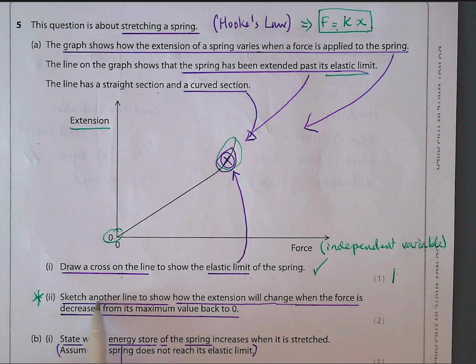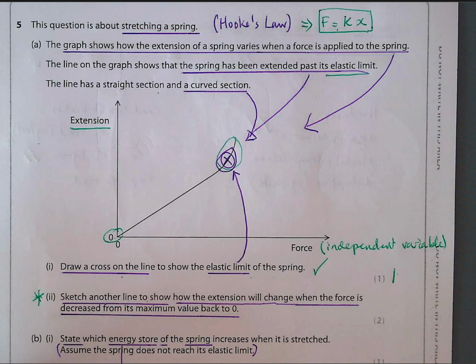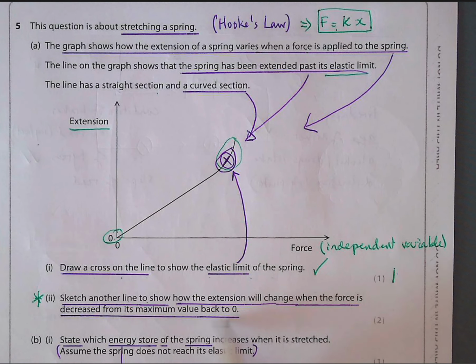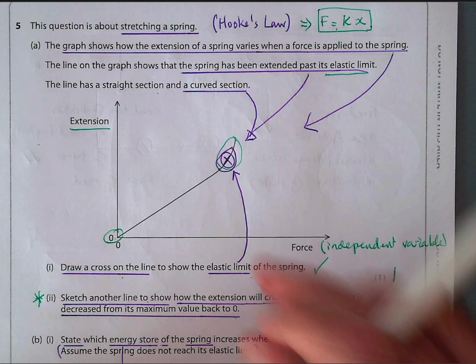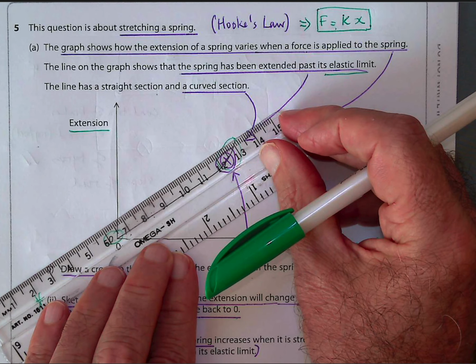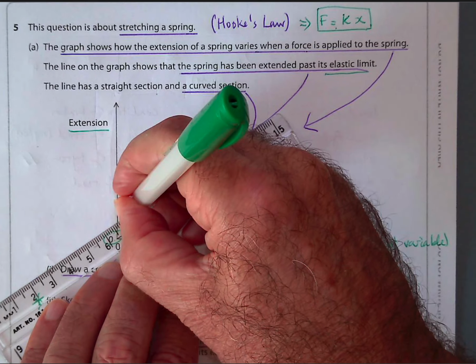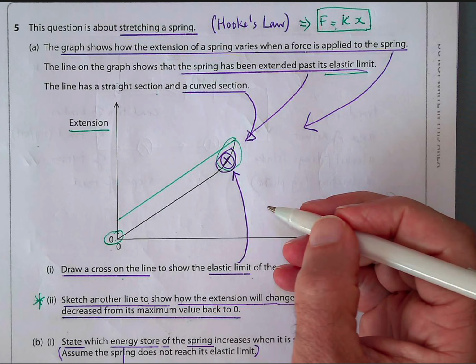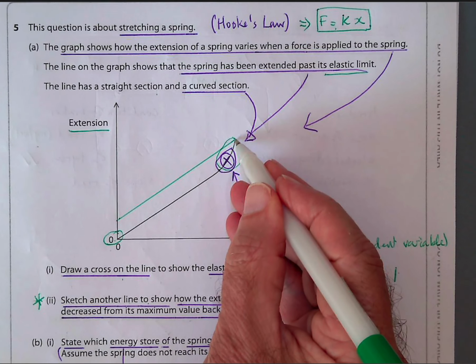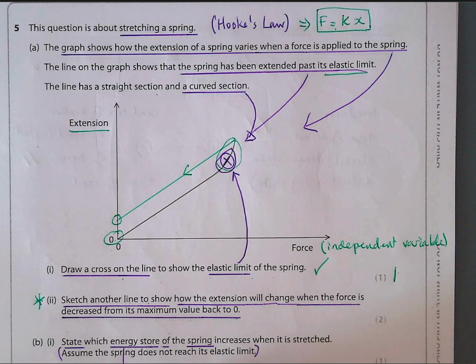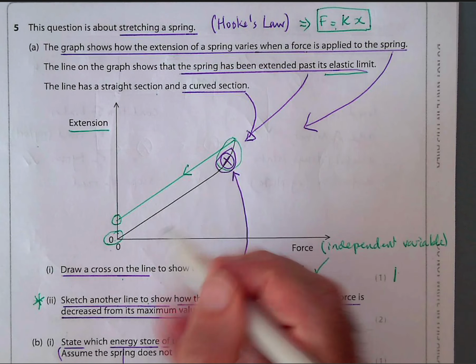Then it says, sketch another line to show how the extension will change when the force is decreased. So if you decrease the force back to 0, what will happen? Well, because it's gone past the elastic limit, it will get shorter when you remove the force. But if you draw it parallel to the original line, it could go back that way because you're removing the force. You start from there, it will try to get shorter, but it will leave it permanently stretched, because it's extended past this elastic limit.